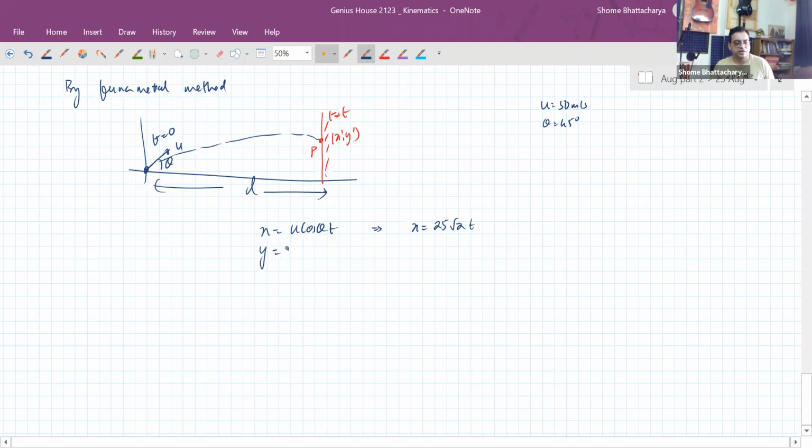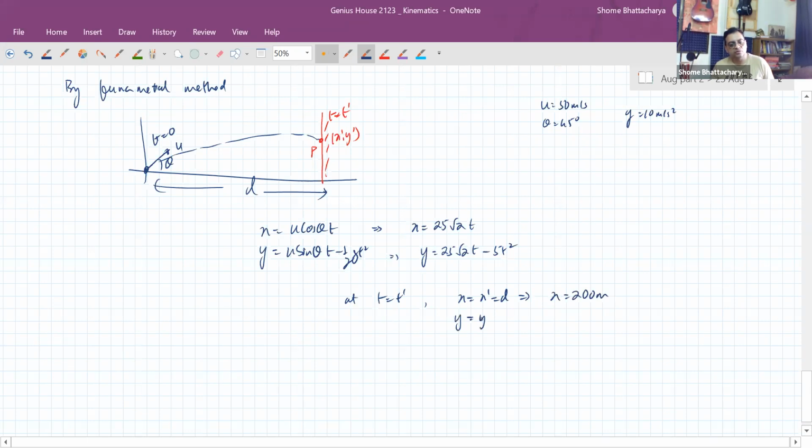And y as a function of time would have been u sine theta t minus half g t square. g we are taking as 10. So y as a function of time would have been 25 root 2 t minus 5 t square. Okay. So therefore, let's say this time is t prime. At t is equal to t prime, x is equal to x prime, which is that distance d. So that is x should be 200 meters.